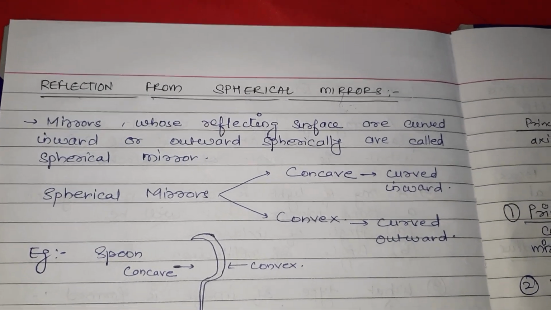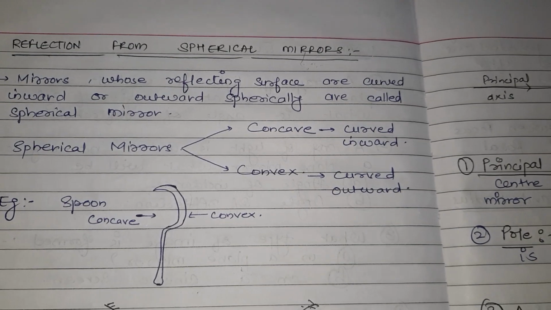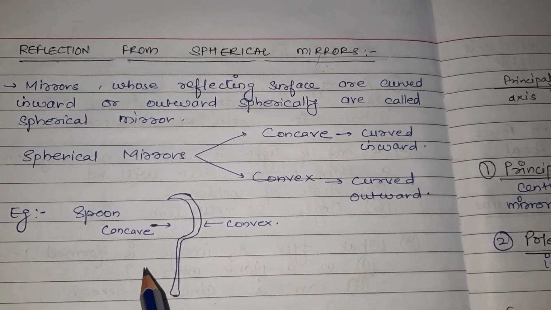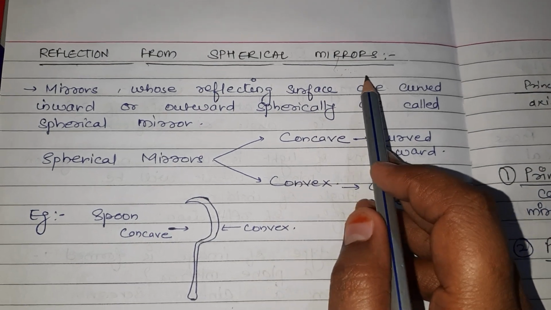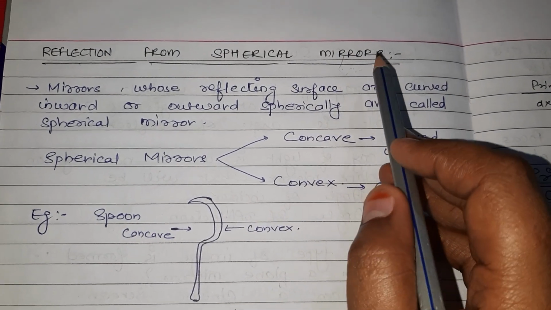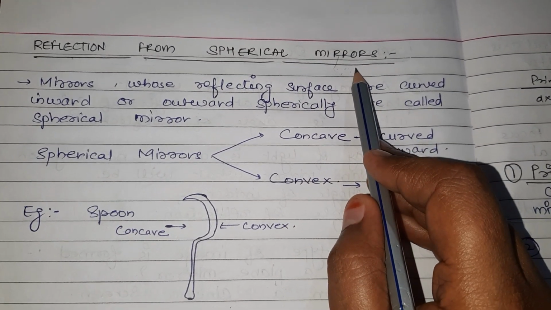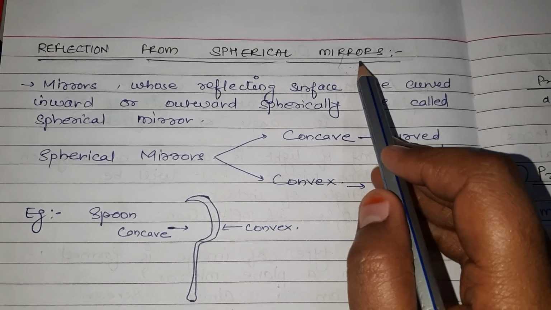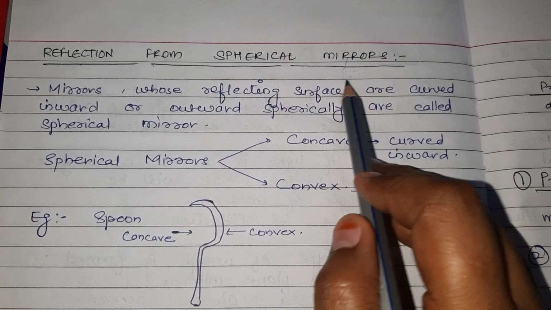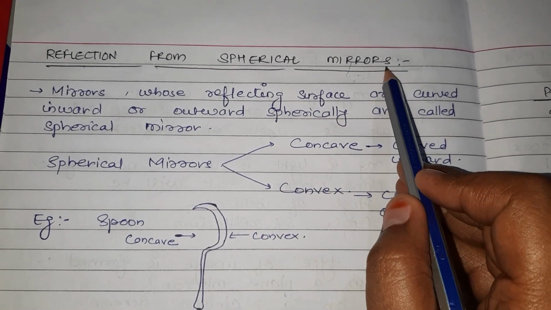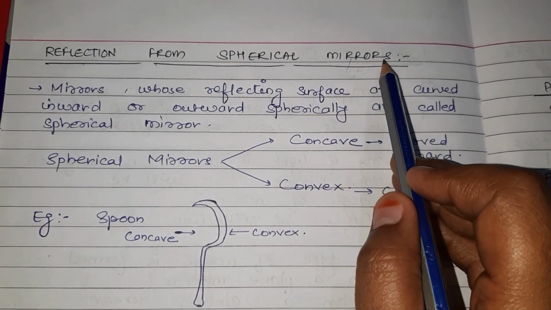In the last lecture, we studied about the reflection from the plane mirrors. In this video, we are going to study about reflection from the spherical mirrors. Already in the last video, I have explained what you mean by mirror. Mirror is nothing but the glass, and the glass is coated with the silver coating at the back side. These mirrors are of two types, plane mirrors and spherical mirrors.